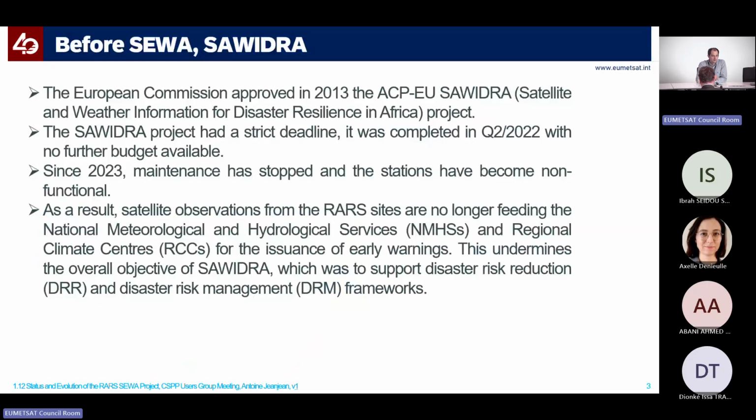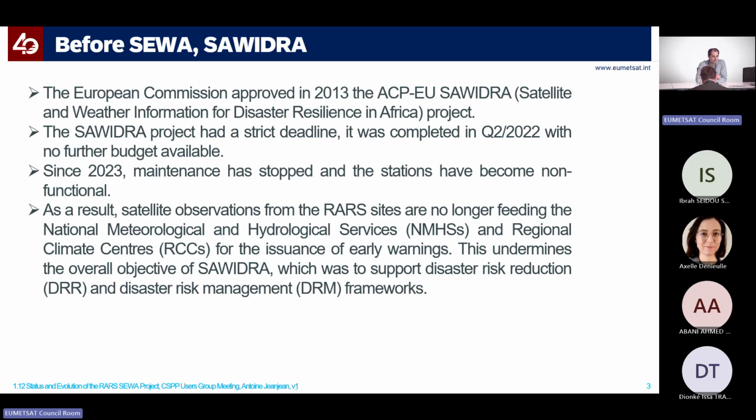So before SEWA was SAWIDRA, another European Commission funded project, approved in 2013, and it stands for Satellite and Weather Information for Disaster Resilience in Africa. This project was led from the EUMETSAT side by Carlos Cabanas, who is here with us today. It was completed in Q2 22 because it had a strict deadline and the funding was expiring at this time.